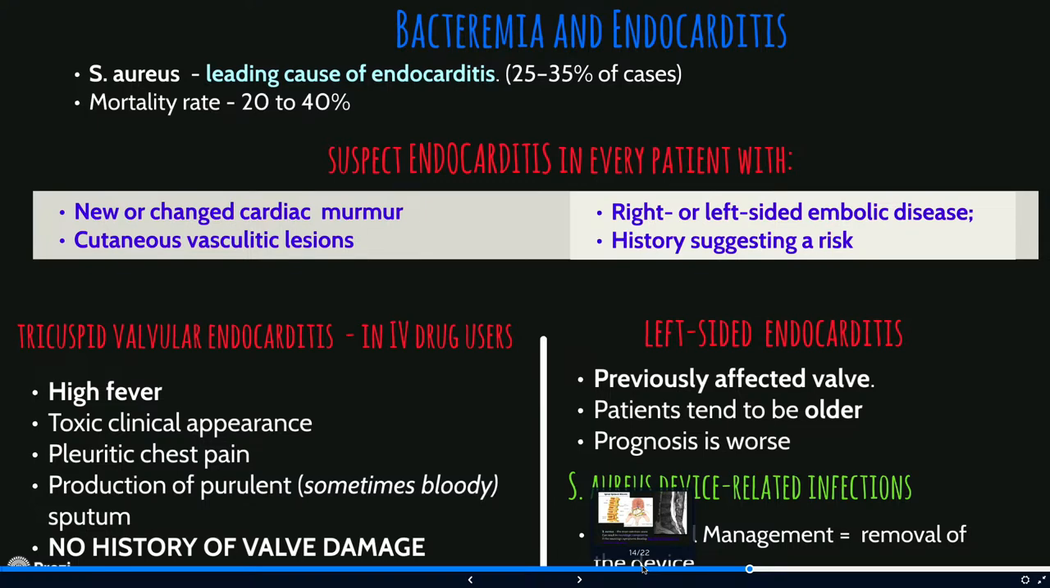Okay, the heart has three layers: pericardium, myocardium, and endocardium. So endocarditis will be the inflammation of that endocardium. Where is it located? Somehow explain what we are talking about when we say endocardium.